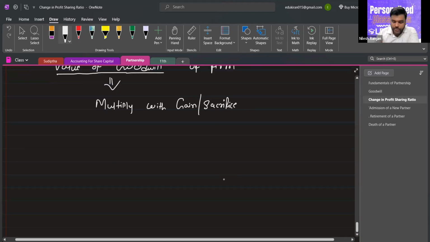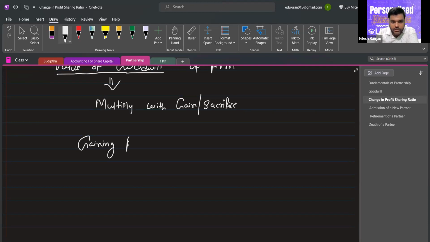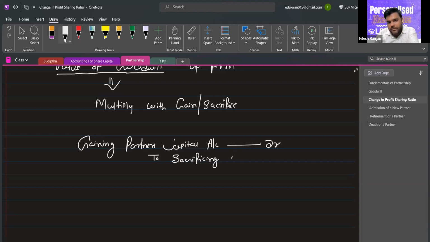So the journal entry will be: gaining partners' capital account debit, to sacrificing partners' capital account. So this is our journal entry.